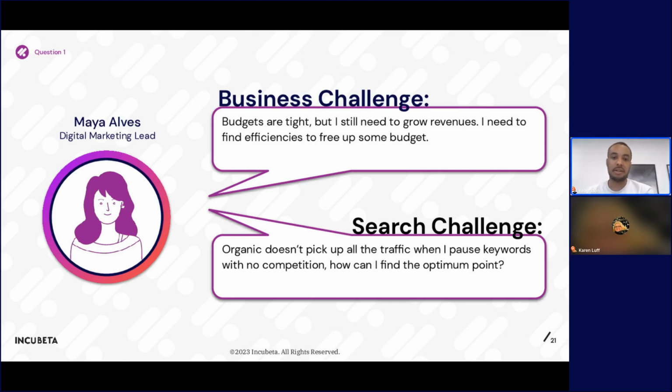Cool. So let's get into some of the questions and answers in terms of some problems that we've seen and that Seamless has been able to help out on. So the business challenge from Maya here was: the budgets are tight, but still wanting to grow revenues. I need to find efficiencies to free up some budget. So essentially, in this case, we wanted to stretch some of the budgets further. And when you take that from a search perspective, you look at the fact that the organic doesn't pick up the traffic when I pause keywords with no competition. How can I find the optimum point here?